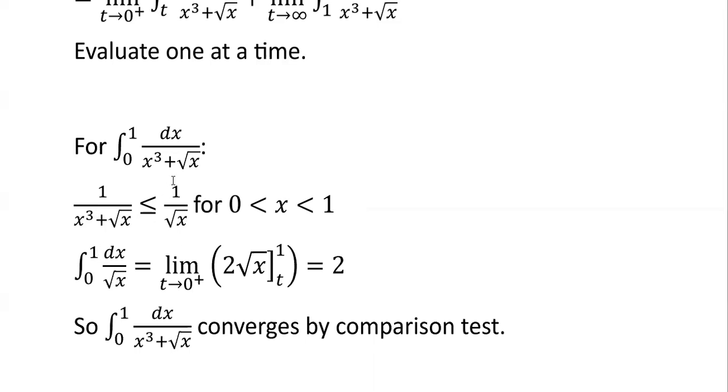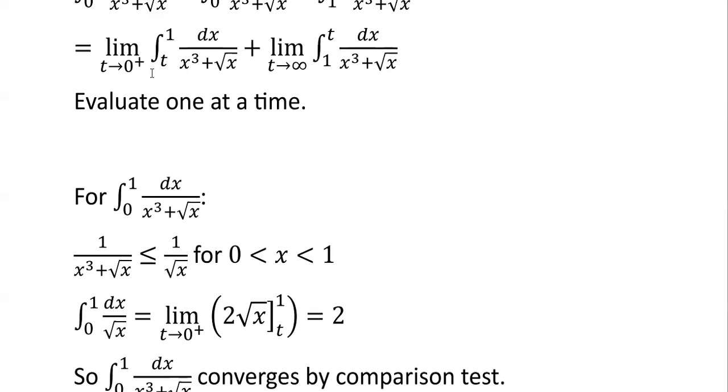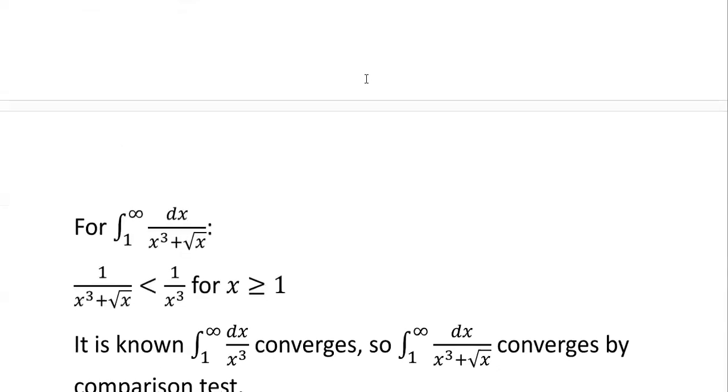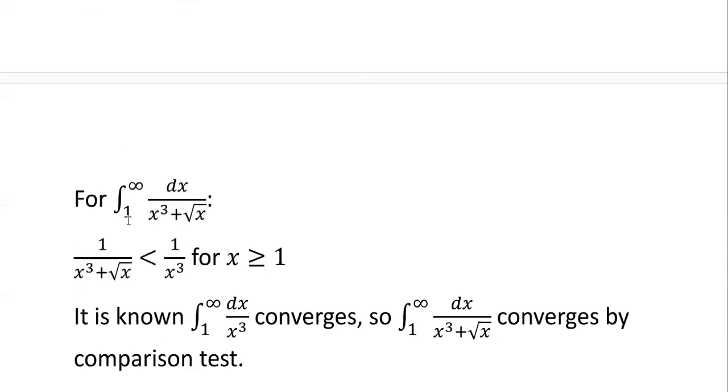We know that this integral from 0 to 1 of dx over square root x converges. I even showed the work. Therefore, since our function is even smaller, it will converge as well. So we did half the battle. We checked that this one converges. Now we've got to check that this one converges. And it's quite simple as well.